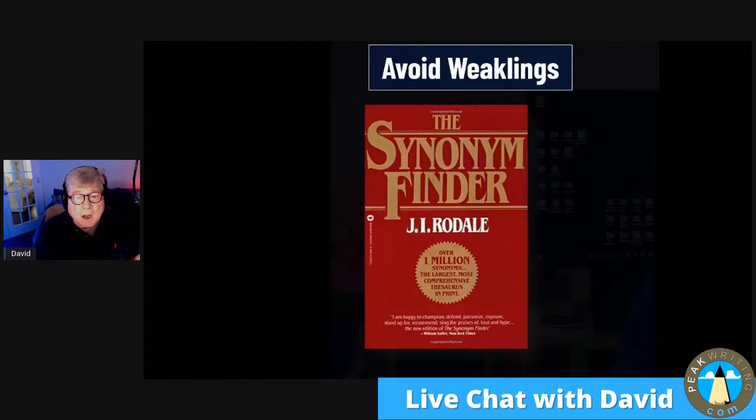If I do not recommend a thesaurus, I recommend the Synonym Finder, and I think it is online these days. J.I. Rodale does a wonderful job, better than any thesaurus I've ever seen, of breaking down a word into its formal, informal, figurative, decorative, a lot of different levels that a thesaurus doesn't have. And most of the writers I know, and I was a magazine editor for 10 years, use a tool like the Synonym Finder.